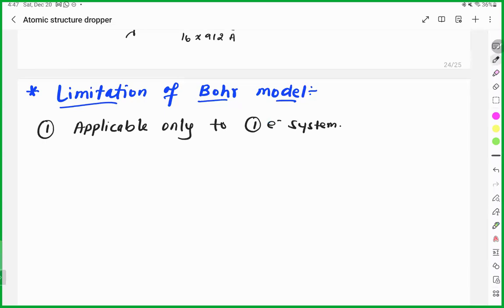Second, angular momentum L is equal to mvr is equal to nh upon 2 pi. But how? This how was not explained. How angular momentum is equal to nh upon 2 pi, he did not explain. Any doubt?